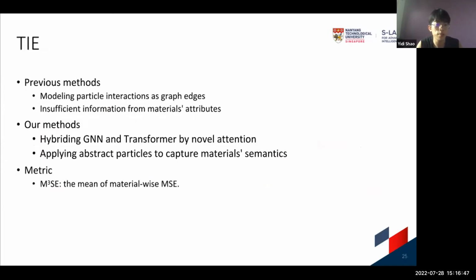As discussed above, modeling a particle system as a graph is very useful. Previous methods model interactions between each pair of particles as graph edges. However, this leads to huge computational overhead when the number of interactions increases. On the other hand, previous methods didn't fully explore the material-specific semantics, which control different behaviors for different types of particles. Based on such observations, we try to use the attention map in a transformer to simplify the representation of edges and combine the advantages of edges in GNN to extract more semantics. We also apply abstract particles to disentangle the material-specific semantics from particle-wise dynamics to better control different types of particles. The metric here is the mean of the material-wise MSE.